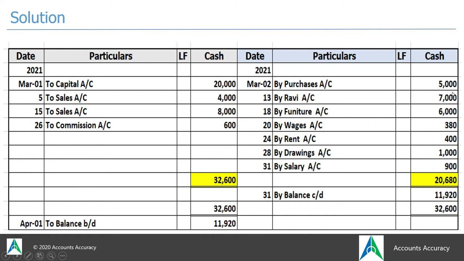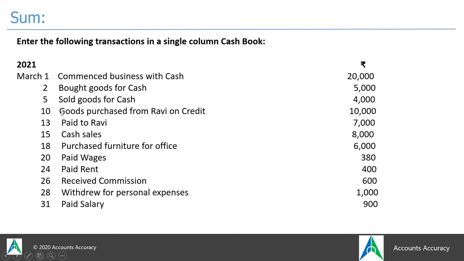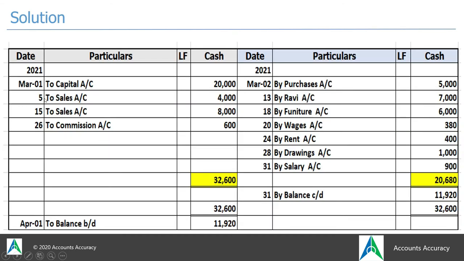By purchases 5,000. The next transaction you can see on March 5th, it's written sold goods for cash. Now as sale has taken place, cash will definitely come into the firm. So that's why the entry would be March 5th to sales. Because of sales, cash has come in, 4,000. When cash comes in, we jot it down at the debit side.